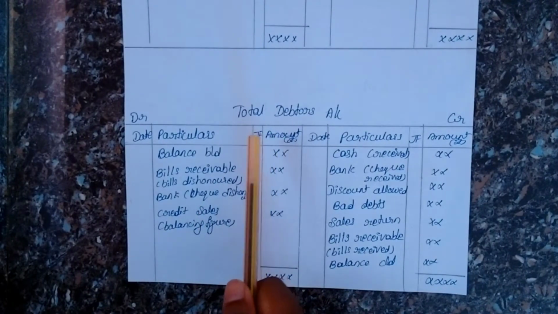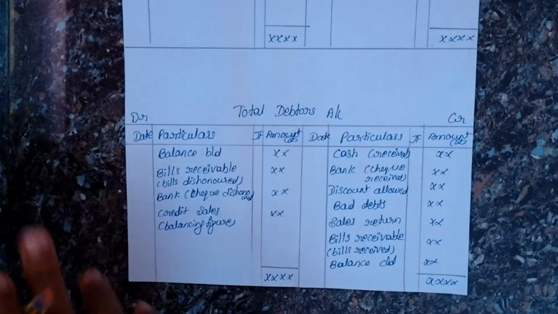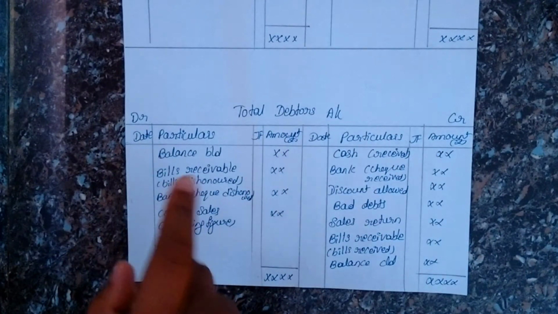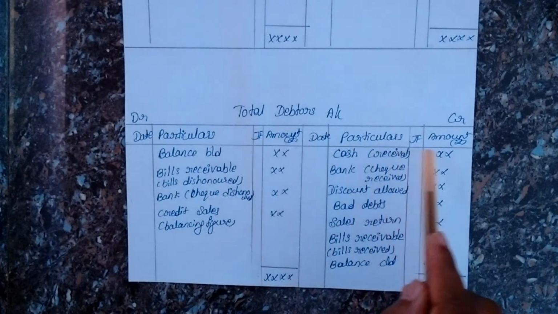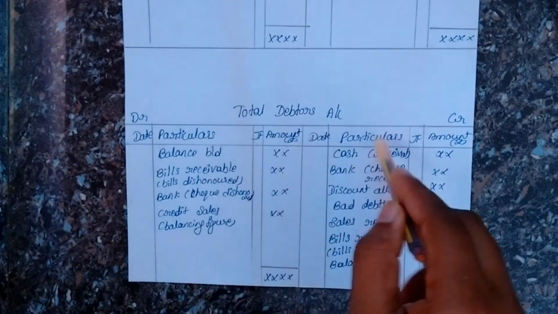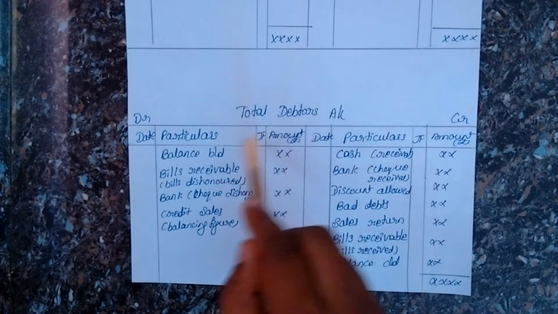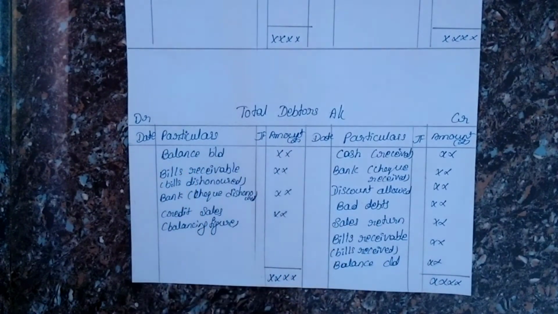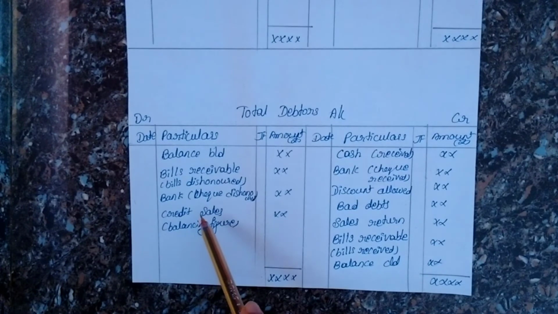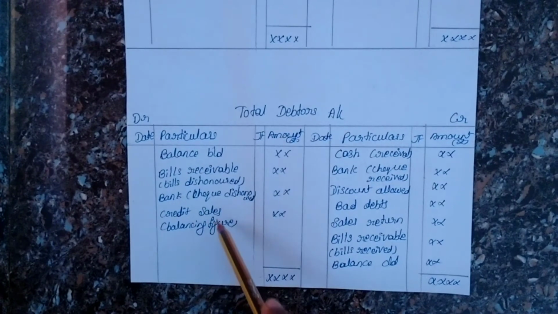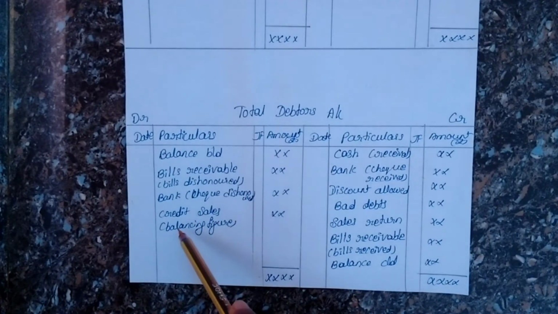Next, it is the format of total debtors account. Debit and credit, date, particulars, JF, amount, date, particulars, JF, amount. In the debit side, first we are going to write balance brought down, that is total debtors amount at the beginning. Next, bills receivable, that is bill dishonored, and bank, if the check is dishonored. Next, credit sales. In case of total creditors, that is credit purchases. In case of total debtors, credit sales. If they ask us to find credit sales, it will be a balancing figure.